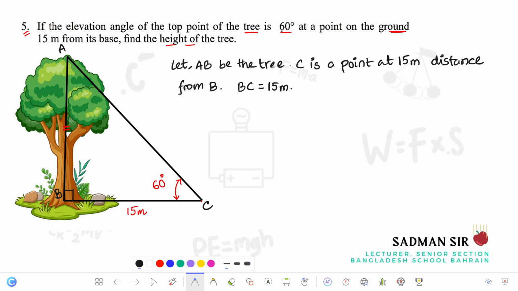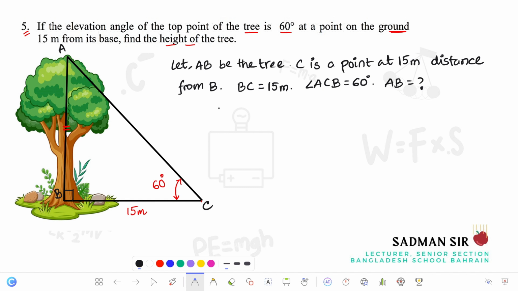Now they said the angle of elevation is 60 degrees, and the angle of elevation is formed at C, so we can write angle BCA or ACB equal to 60 degrees. Now they told us to find the height of the tree, so the height of the tree means AB equal to what? We are going to take the help of the trigonometric ratios, but you know that there are 6 of them. Which one to use?